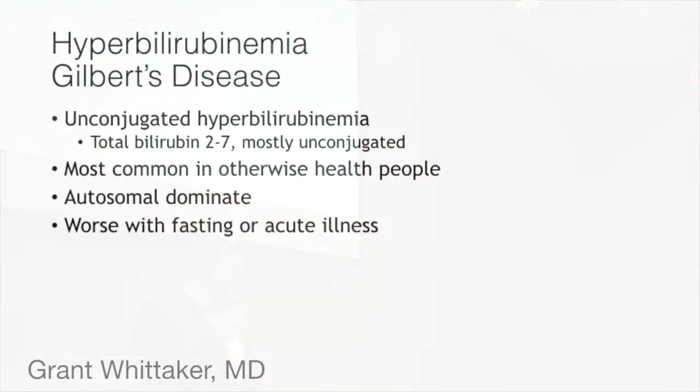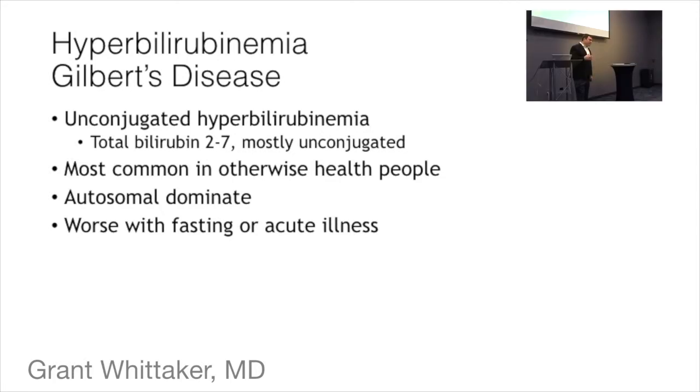Again, this is the classic example: they come in, their bilirubin's like 4, and you break it up into direct and indirect, and their indirect is 3, their direct is 1, and you find out they were fasting that morning because they were getting their labs done, or they had an acute illness, and that's why they had their labs checked. That's when you often see this bump in their bilirubin.